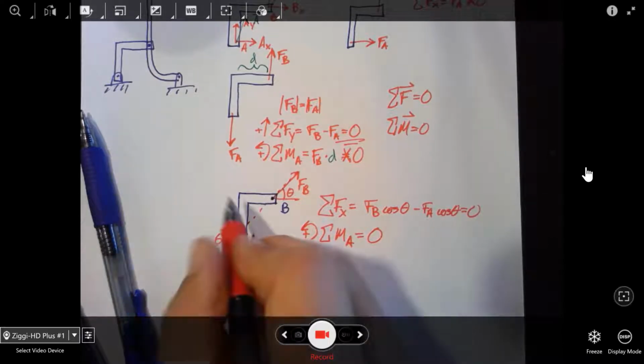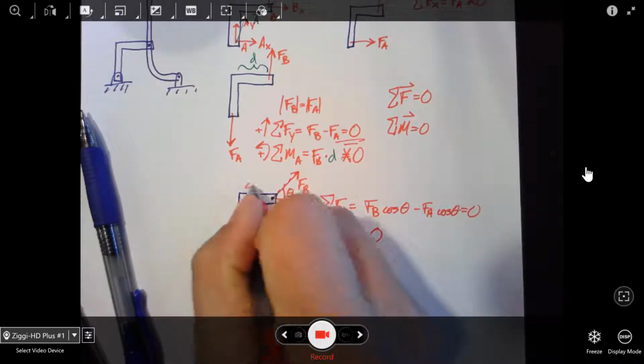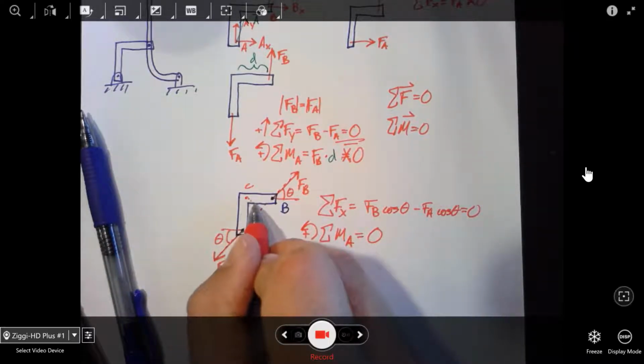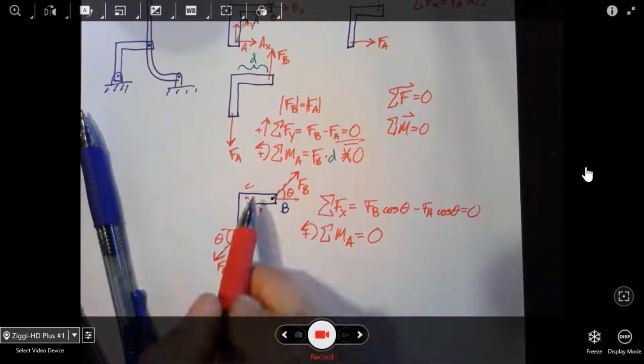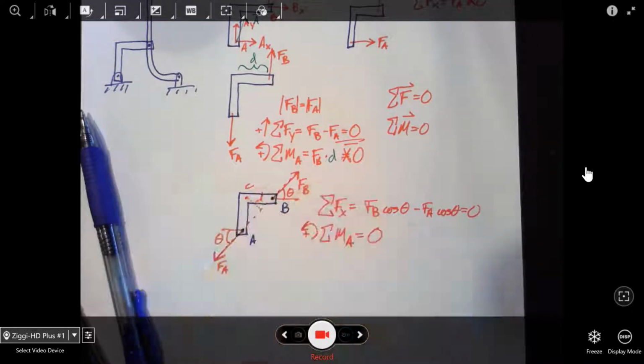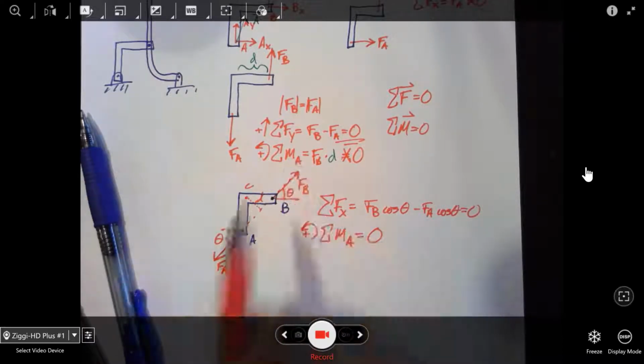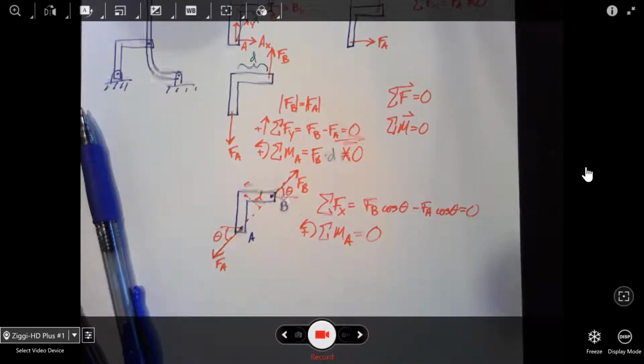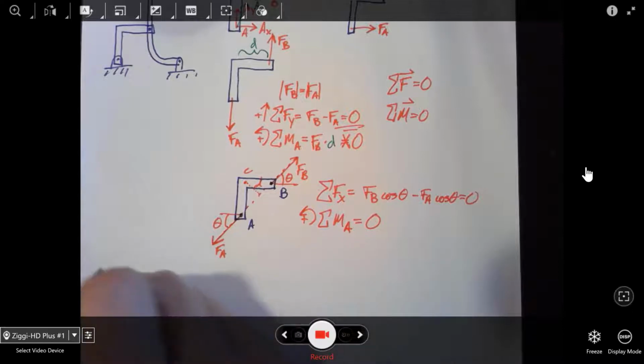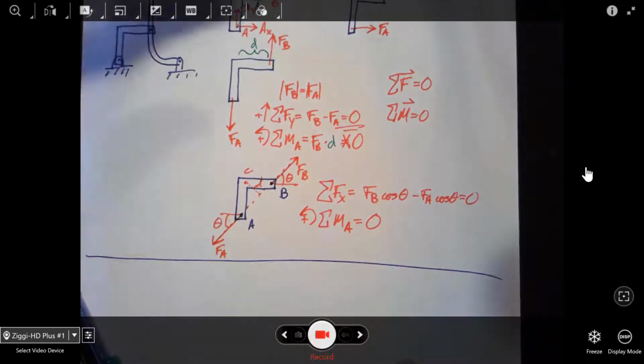Right? Similarly, if we chose another point here, C, and we summed the moments, we'd have to find that perpendicular distance that I'll call D. But still, I'd have F sub A twisting it counterclockwise, and I'd have F sub B twisting clockwise. Okay? So what happens in two-force members, I want to develop now kind of our definition of a two-force member.